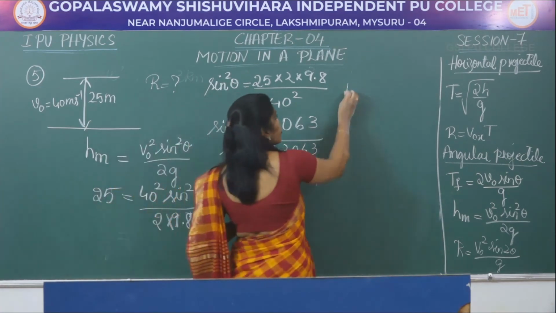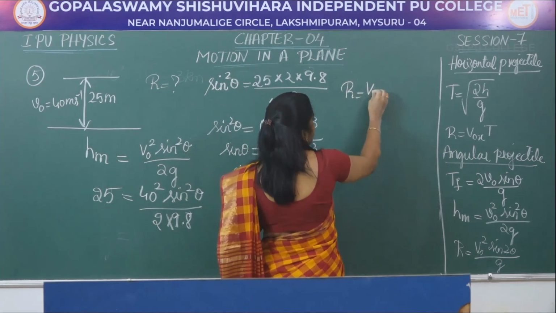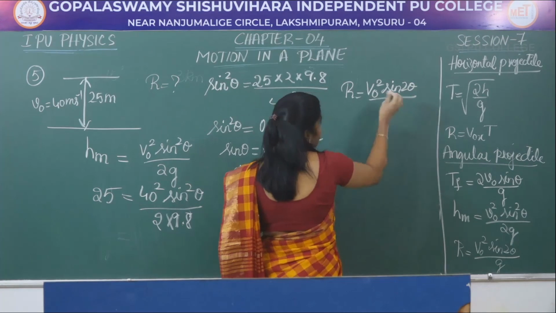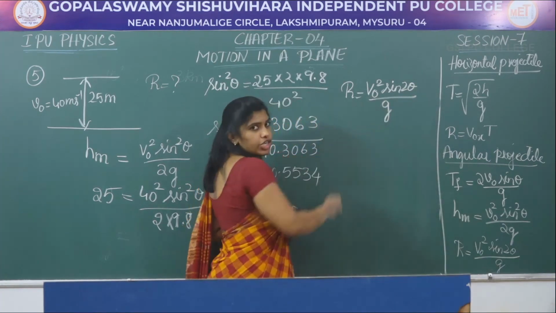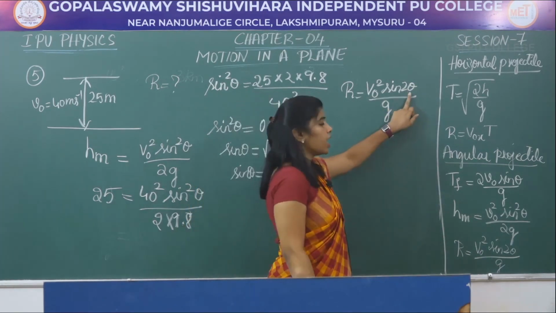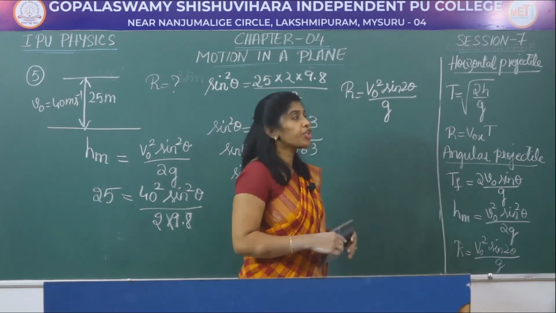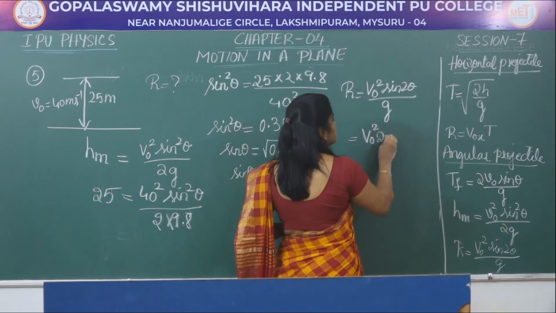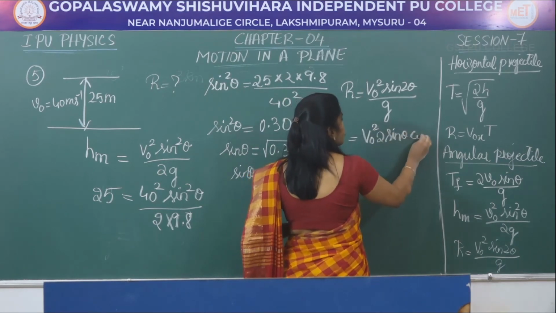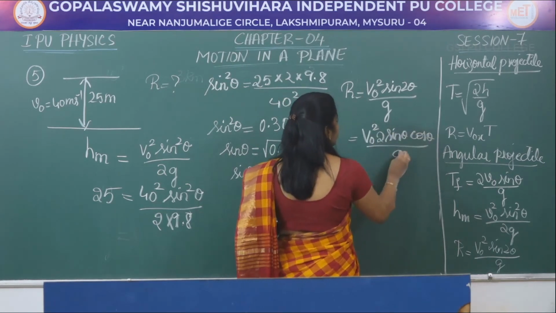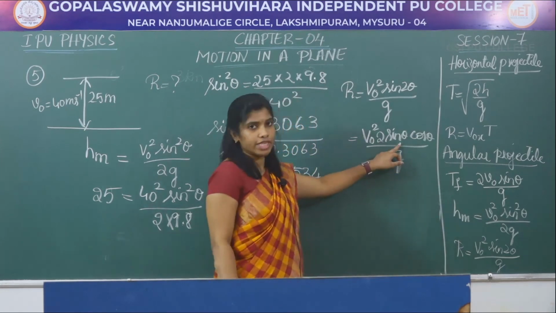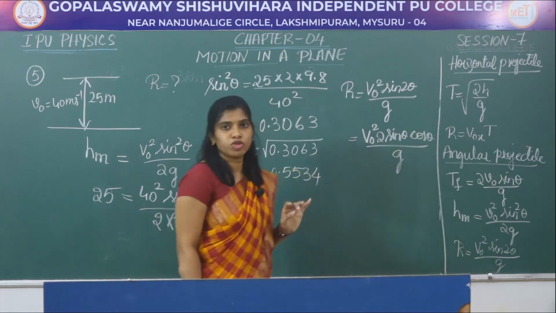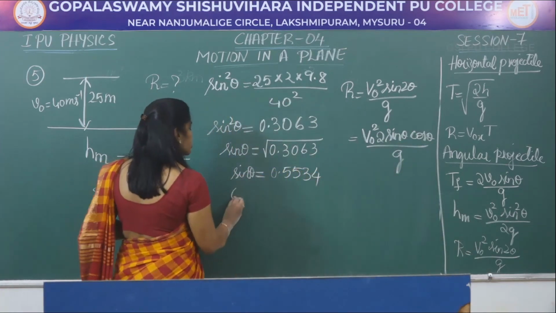What is the formula for range? Range is V naught square sine 2 theta by g. I know V naught square and g. If I find out theta, I can easily find out R. Or I can also write this formula as V naught square into 2 sine theta cos theta by g. Now we have found the value of sine theta. If I find out what is the value of cos theta, then easily I can substitute here. So let me find out what is cos theta.